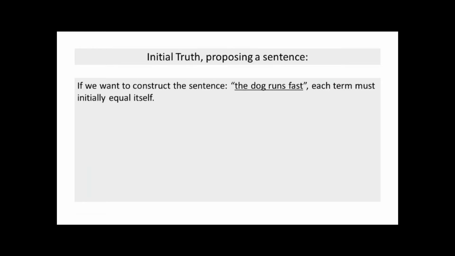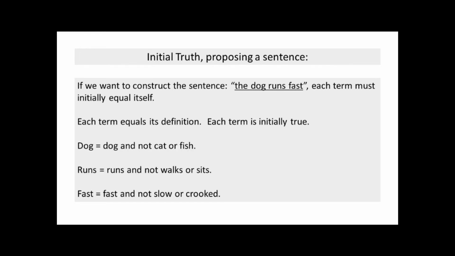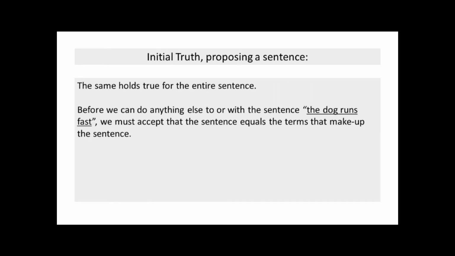If we want to construct the sentence "the dog runs fast," each term must initially equal itself. Each term equals its definition. Each term is initially true. Dog equals dog and not cat or fish. Runs equals runs and not walks or sits. Fast equals fast and not slow or crooked. The same holds true for the entire sentence.